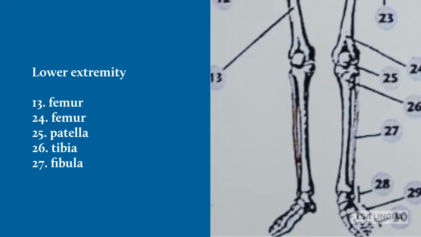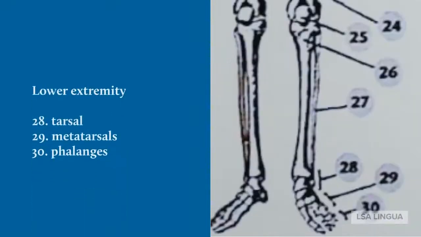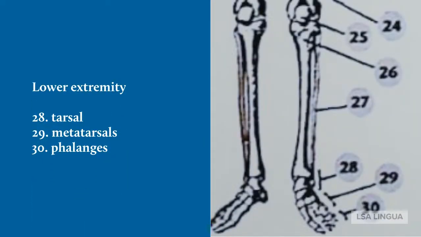26, tibia, the large bone at the front of the lower leg. 27, fibula, the outer of the two bones in the lower part of the leg. In 28, we find tarsal, a set of 7 irregularly shaped bones. They are in the foot in the ankle area.